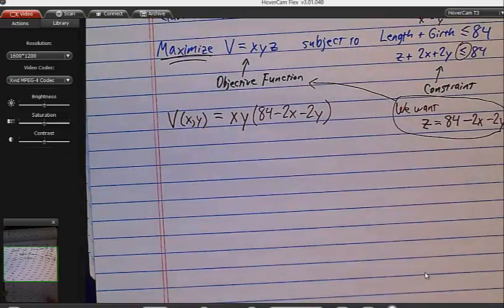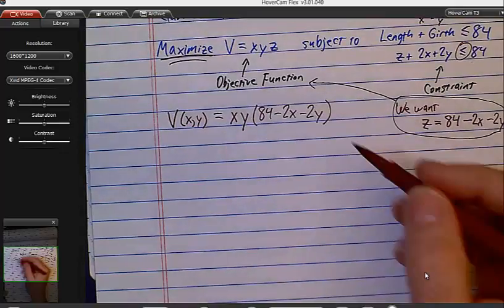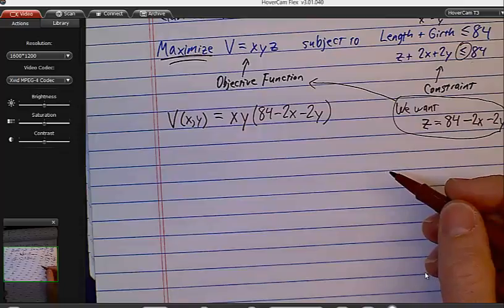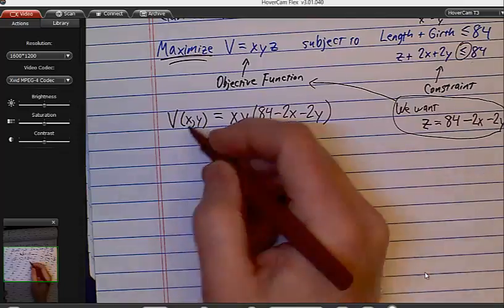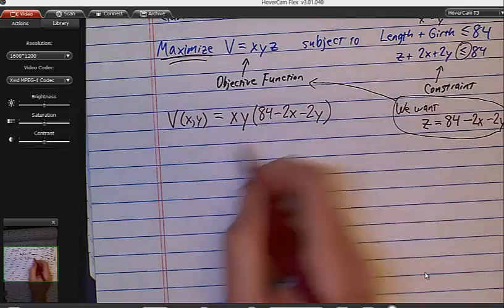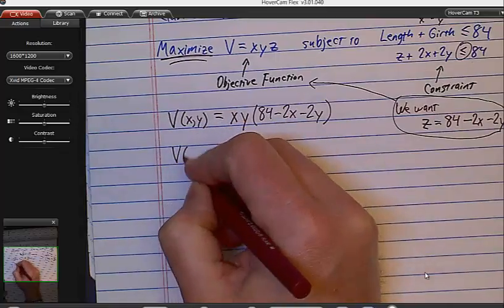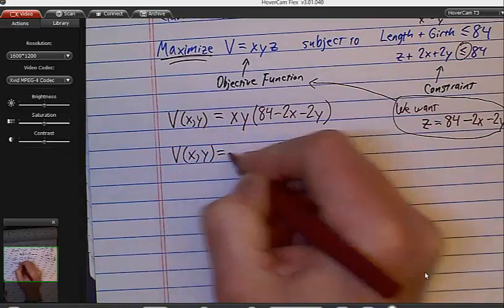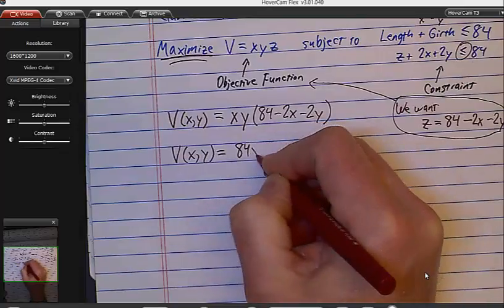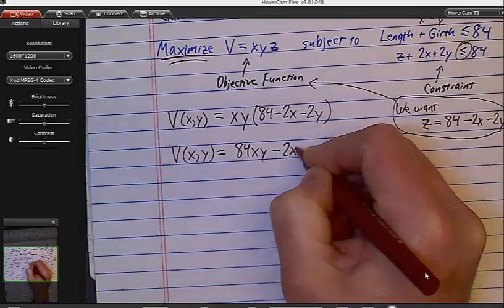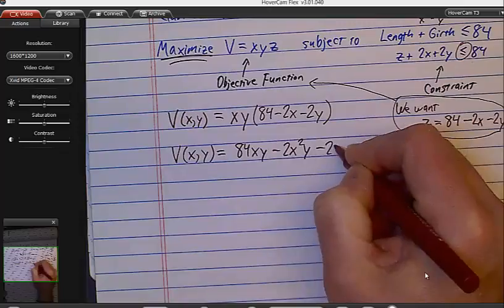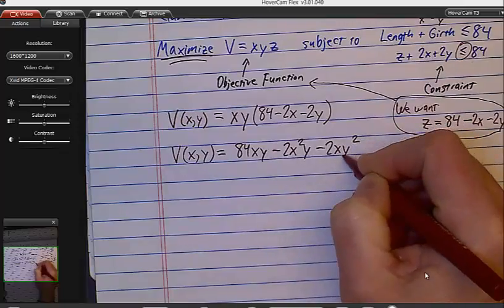I don't have to, right? But I will. You have to do a product rule when you take the partial derivative. So there's going to be product rule kind of stuff involved then. But let's go ahead and distribute, and maybe we'll avoid some of that. So let's see. We're going to write that v of x, y is equal to 84xy minus 2x squared y and minus 2xy squared, right?